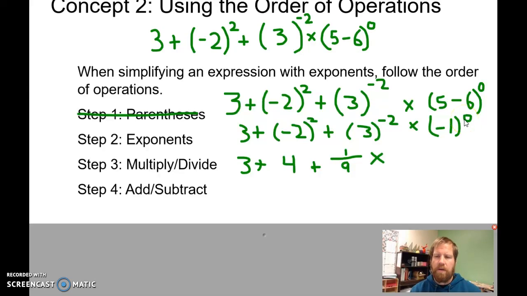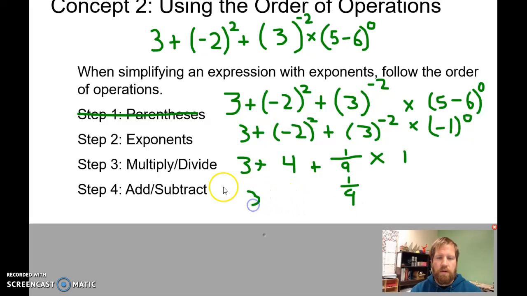-1 to the 0 power. Well, anything to the 0 power is just going to be 1. Right? And 1 times anything is going to be whatever you have to start with. So 1/9 times 1 is 1/9.